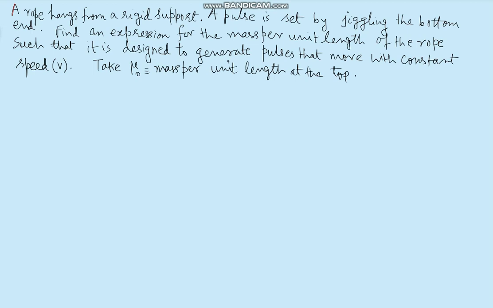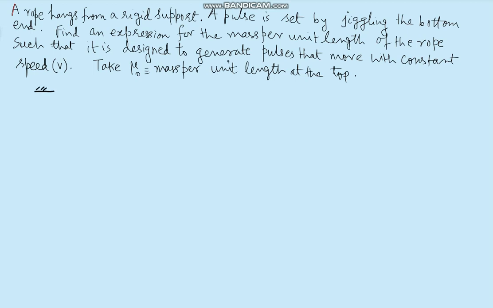A rope hangs from a rigid support. A pulse is set by wiggling the bottom end. Find an expression for the mass per unit length of the rope such that it is designed to generate pulses that move with a constant speed v. Take mu naught as the mass per unit length.